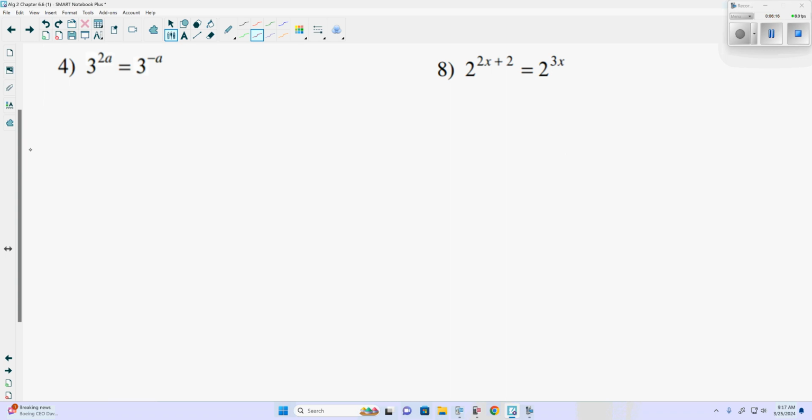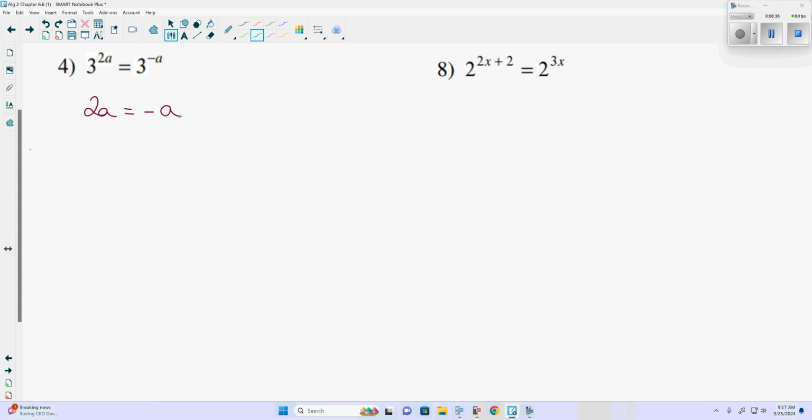Number 4. 3 to the 2a is equal to 3 to the negative a. Since the bases are the same, the exponents have to be the same also. So we're saying that 2a has to equal negative a.